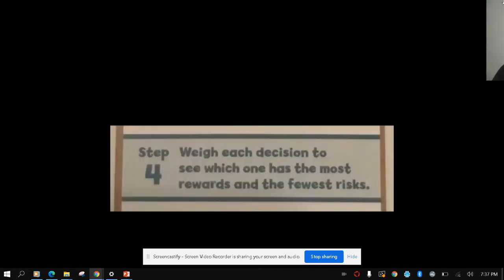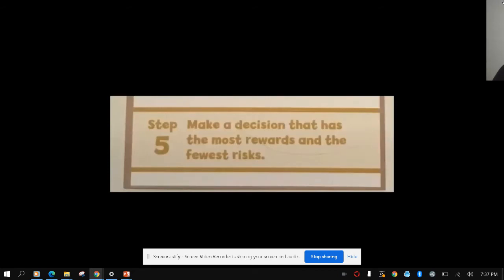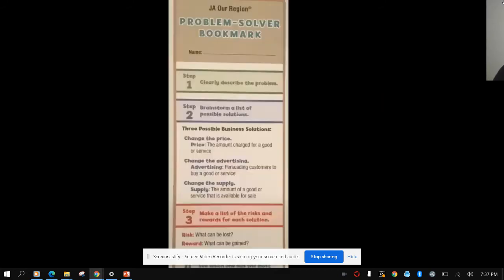Moving on to step number 4. Weigh each decision to see which one has the most rewards and the fewest risk. Our last step, step number 5, make a decision that has the most rewards and the fewest risk. Are you ready to use your problem solver bookmark to solve a problem?